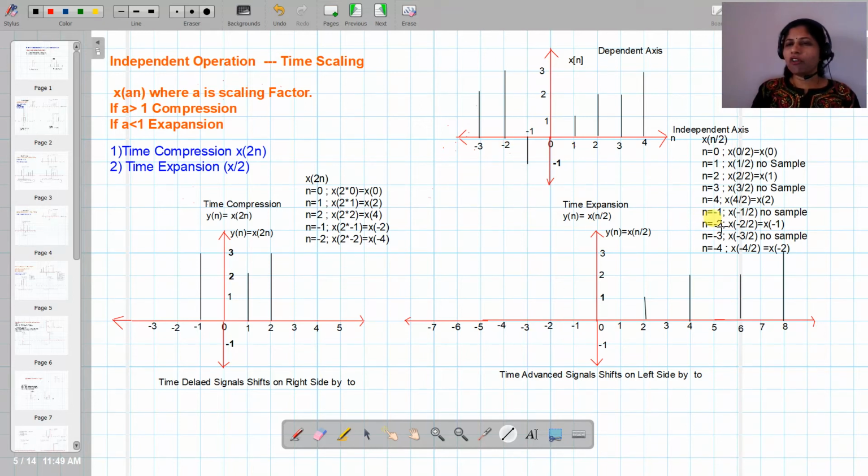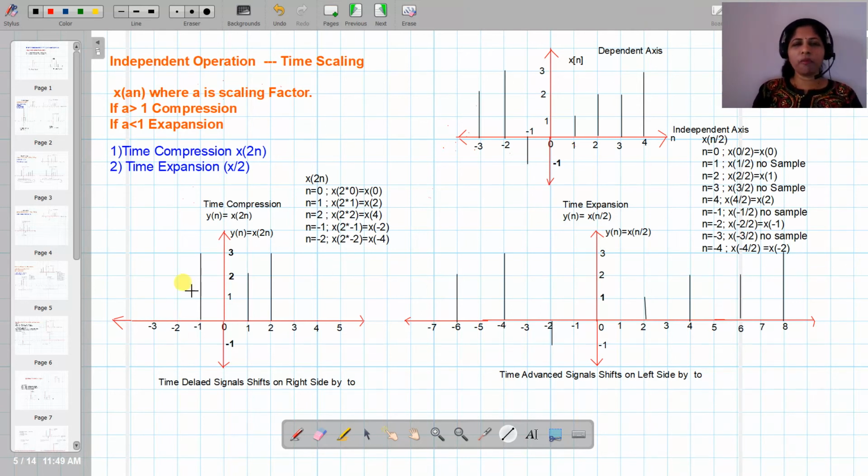Then y of minus 2 is equal to x of minus 1, which is minus 1. y of minus 4 is equal to x of minus 2. y of minus 6 is equal to 2. Correct? So your original signal is from minus 3 to 4, but after the time expansion operation, the new signal is from minus 6 to 8. So that's why this is the expanded version of the signal.